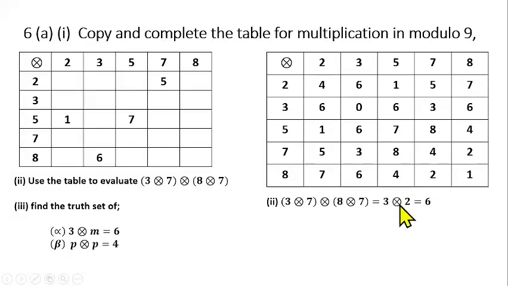So we have 3 times 2. Then what do you now do? You go to 3 times 2 again. This is 3 and this is 2. Where do they meet? They meet at 6. So the answer for that one is 6.